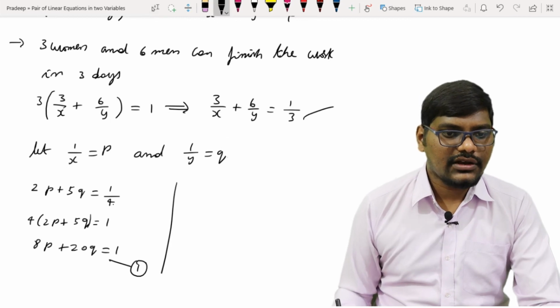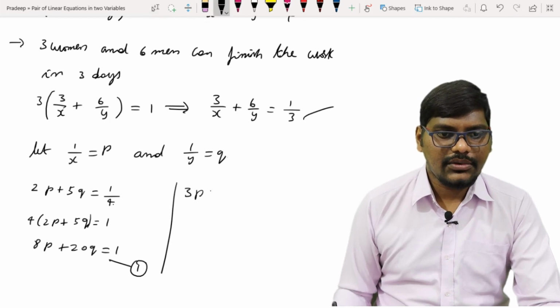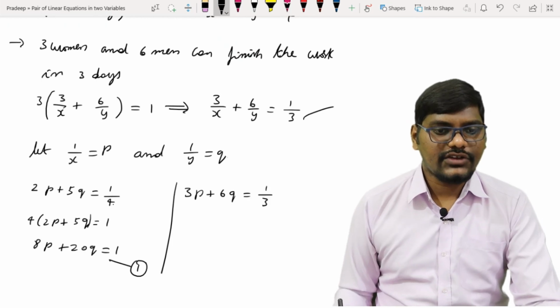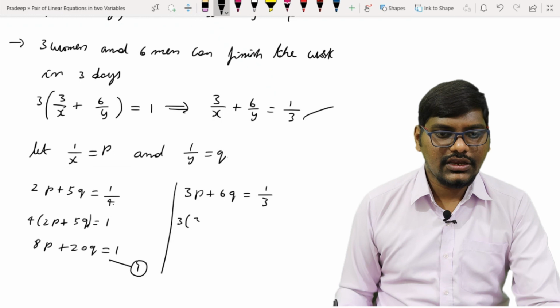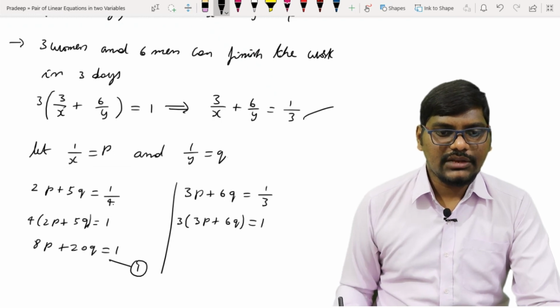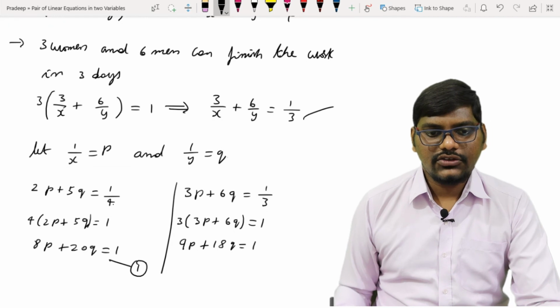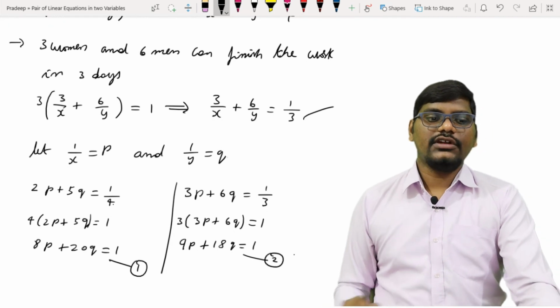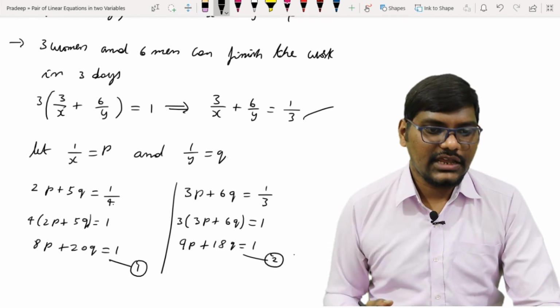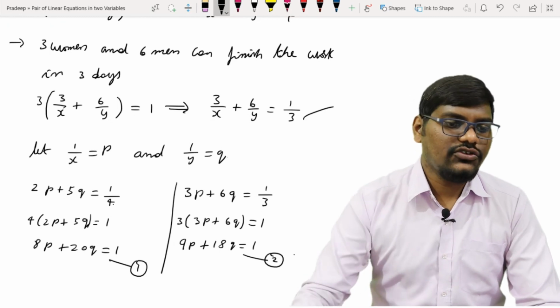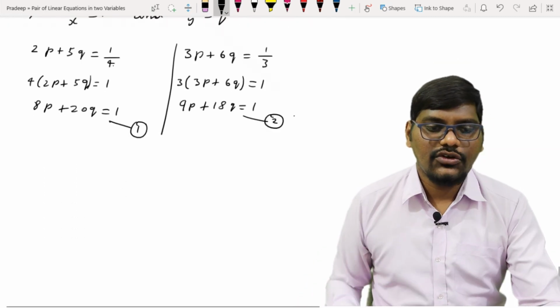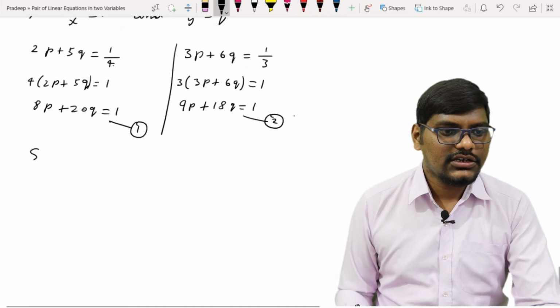Even this also we can write as 3p plus 6q equal to 1 by 3. If I send this 3 to the other side, that becomes 3 into (3p plus 6q) equal to 1. 3 multiplying inside, 3 3s are 9p, 3 6s are 18q equal to 1. So let's say this is the second equation. Let's solve the first and second equations so that we'll get the p and q values. So I can write here, solving 1 and 2.